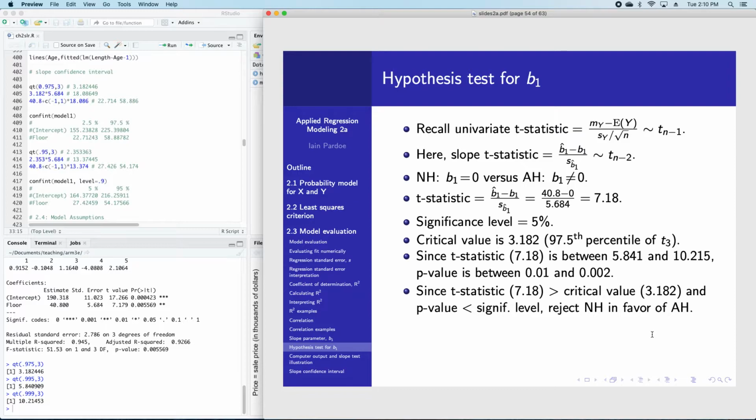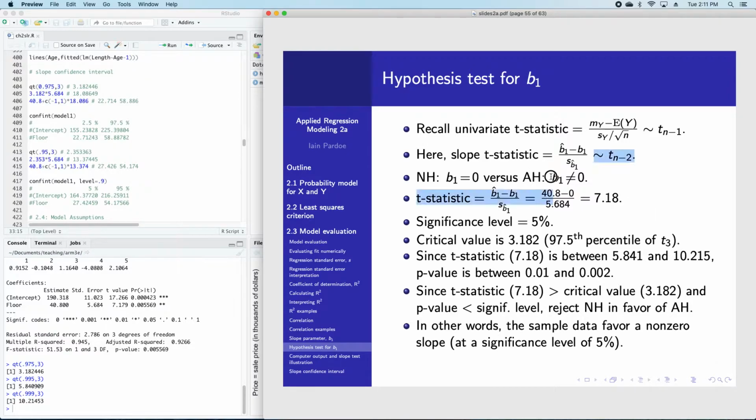Okay, now I can make my decision, because I can see that my test statistic is in the rejection region. It's above my critical value of 3.182. Or alternatively, I can see that if my p-value is bounded between 0.01 and 0.002, it's certainly less than 0.05, the significance level. And so I reject the null hypothesis in favor of the alternative hypothesis. In other words, the sample data favor a non-zero slope. That's what the alternative hypothesis says, that B1 is not equal to 0 at a significance level of 5%.